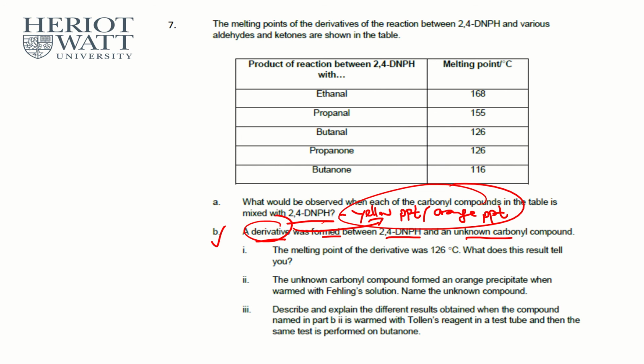So in this case, 126, referring to the table, we can tell it's either butanal or propanal because both have the same melting point. Okay, either butanal or propanal. That's what we can tell for now.